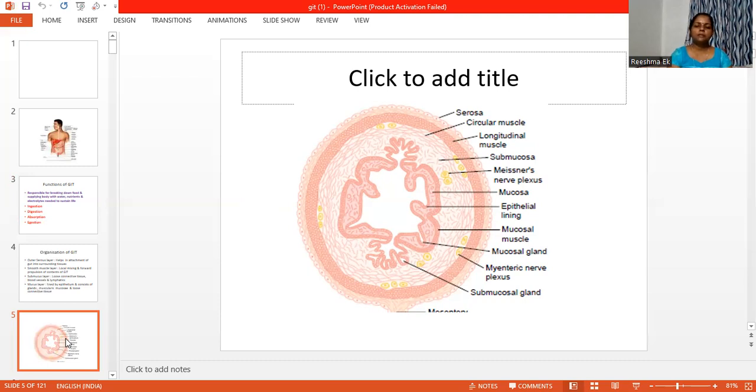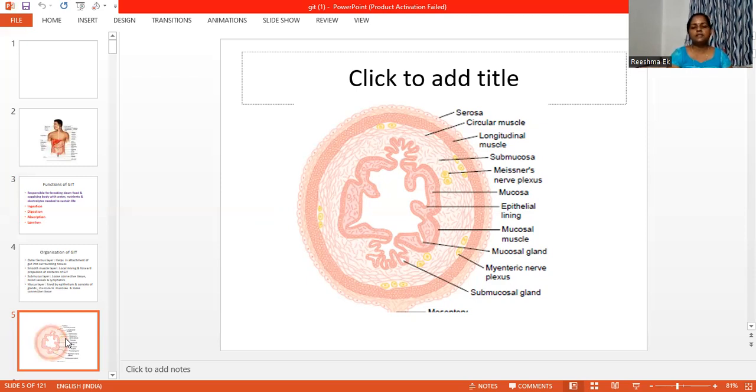The digestive system is supplied by two types of nervous system. One is the local nervous system and the other is the autonomic nervous system. The local nervous system of the digestive system is the enteric nervous system. The Myenteric plexus and Meissner's plexus are the two plexuses of the enteric nervous system.